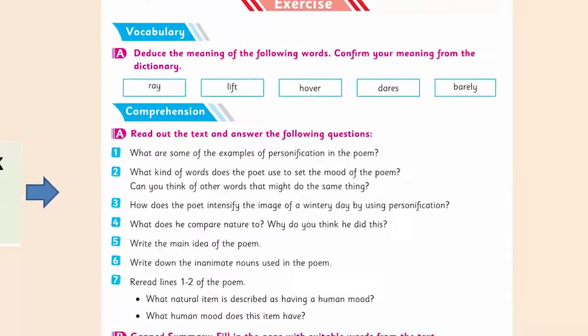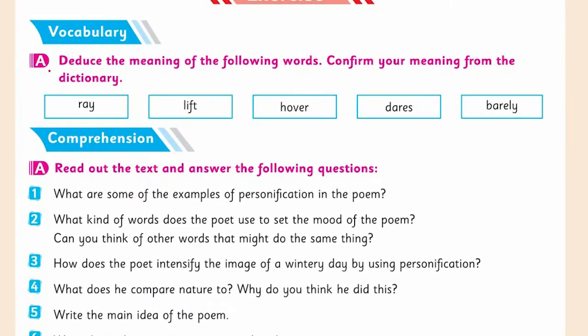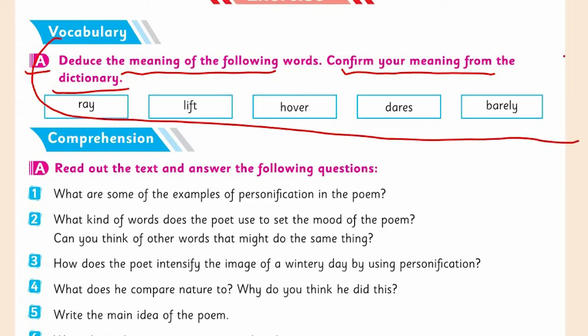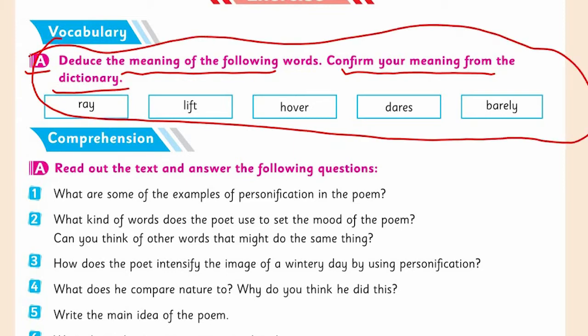Now look at the exercise here. Section A, deduce the meaning of the following words. Confirm your meaning from the dictionary. You need to open your dictionary and find the meanings of these words. Comprehension. Section A, read out the text and answer the following question. All these 7 questions are from your text.